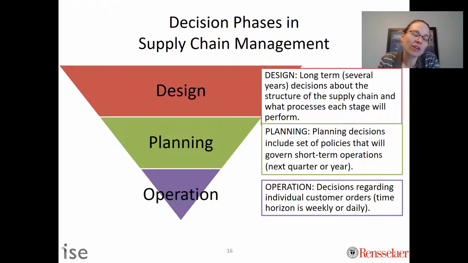All right, so then what did we do? So we spent some time thinking about designing, planning, and operating a supply chain. So remember, designing is usually long-term strategic decisions. Once you make them, you're stuck with them. Planning is usually a set of policies that govern next quarter, next year. And then operationally is like, how do I use a specific resource for a specific customer request? And so in this class, we spent most of our time in design and planning, not as much in operations.